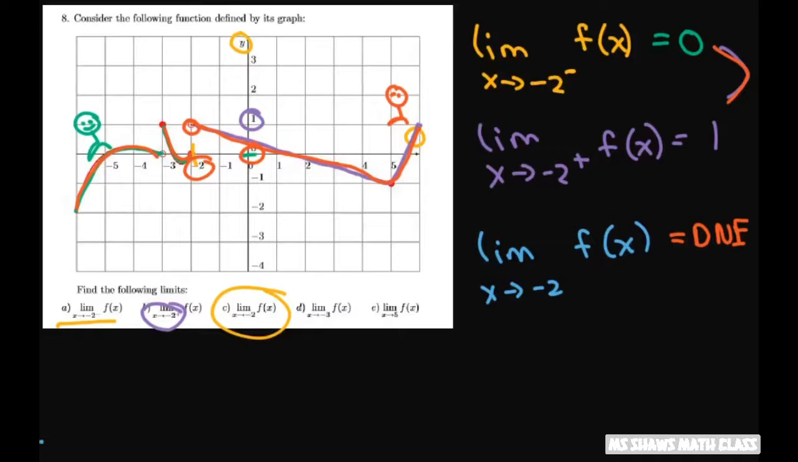Now, if they did ask you, and I'm going to erase this a little bit, what is f of -2? You would have to say that is 0. That's when you would consider the open interval there.